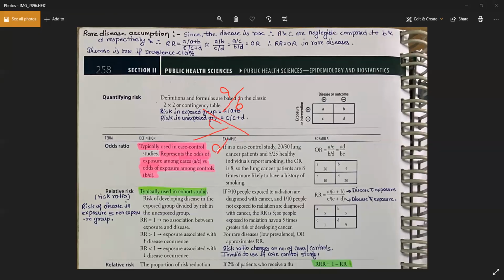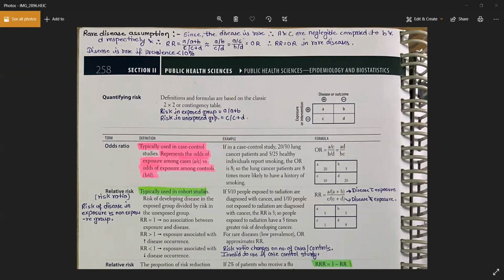Can I write it down as, I take the D all the way upward, and I can write it as A into D divided by C into B, right? So now you can see this is the same term as that of the odds ratio. So for the rare disease assumption, or diseases which are very rare in a certain population, my odds ratio is approximately equal to the relative risk. Okay, that's the rare disease assumption.